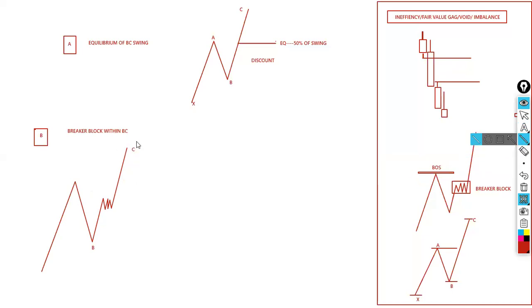And remember that I said that my concentration is to find anything that will give me a clue to buy within my BC leg. Now, this base or consolidation that happened here is what I consider my breaker block, because that is the last consolidation before we had a break of structure. This is a break of structure. So this is the last consolidation before we had our break of structure, and this is what we'll call breaker block. Most of the time we just tag it as BB.